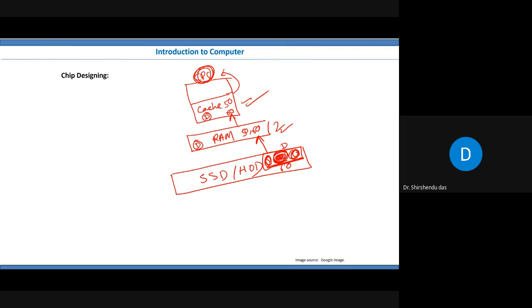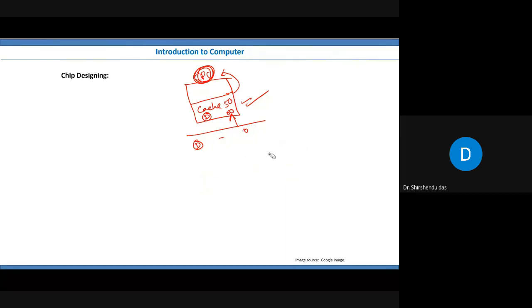I'll explain this concept again when I explain cache memory. But you can note it down, because this is not written in my slide. The principle of locality is an important point, and it is also important for your course. Okay, so let me delete all this, now that I have explained the principle of locality.